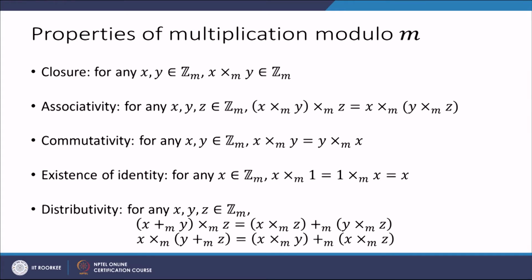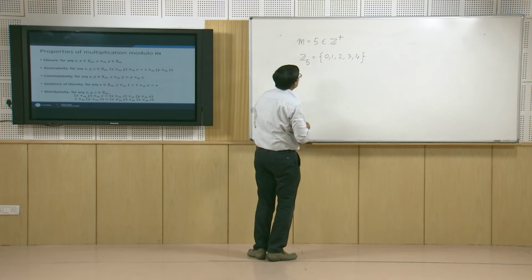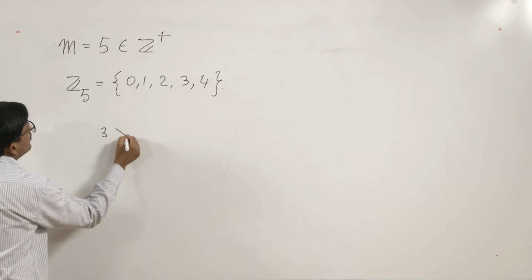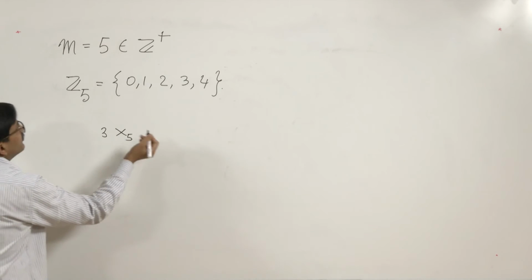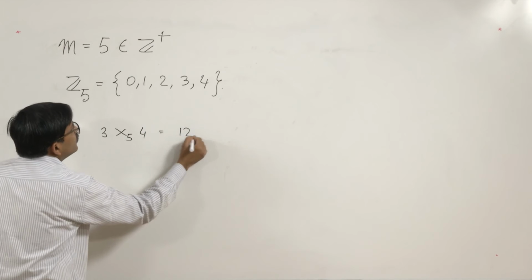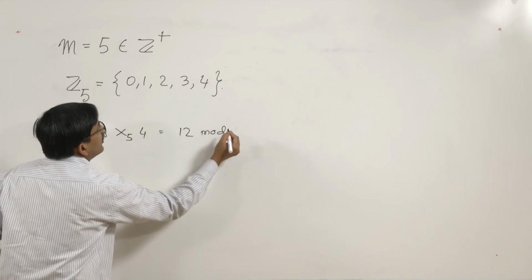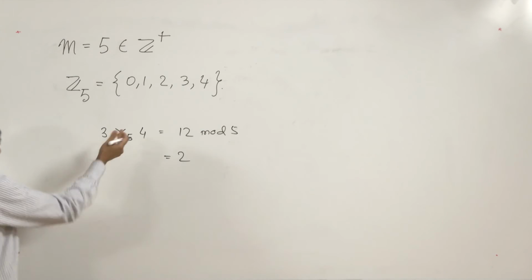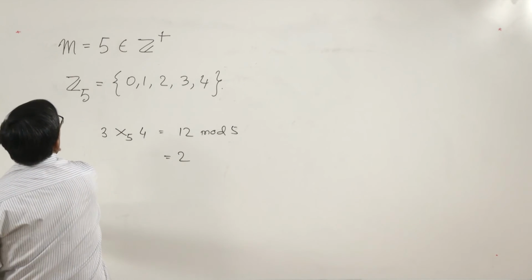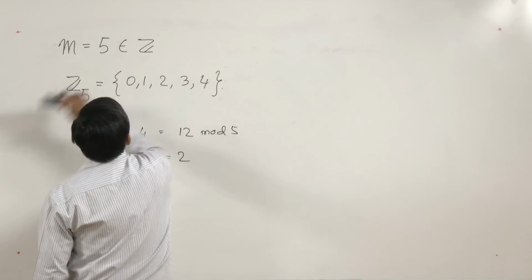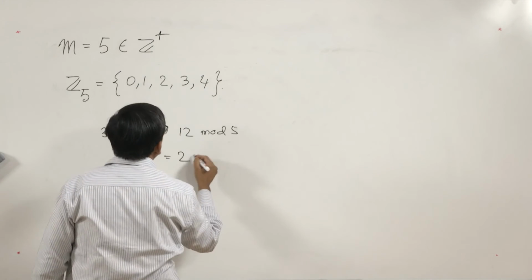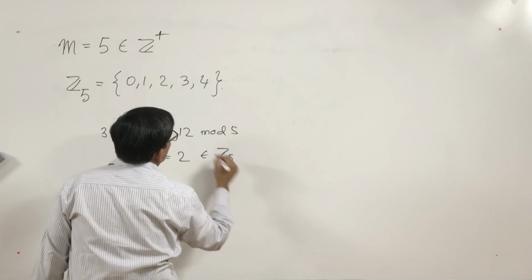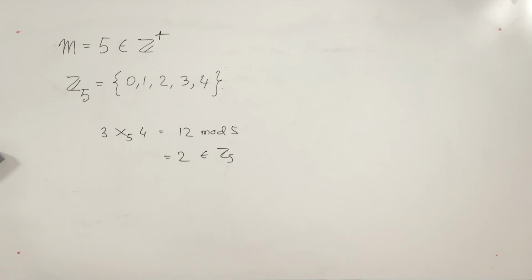So, let us take 3 and 4. I will get 3 multiplication modulo 5 4. So, this is 12, and of course, this is reduced mod 5, and so it is 2. It is of course inside Z5. So, that is all right.